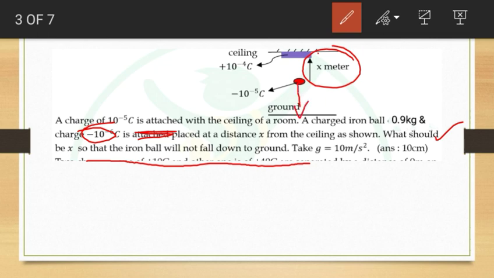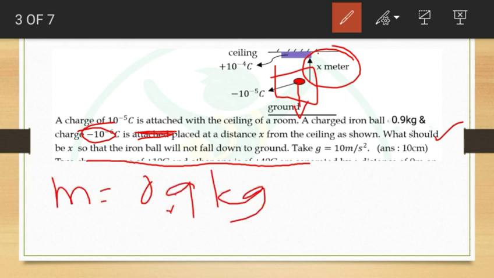That means it will stay as such without any external force. Without any external agency we have to hang that in the air, right? So without any external agency we will hang that in the air. Then what should be this distance? You have already been given the mass of this ball, that is 0.9 kg.